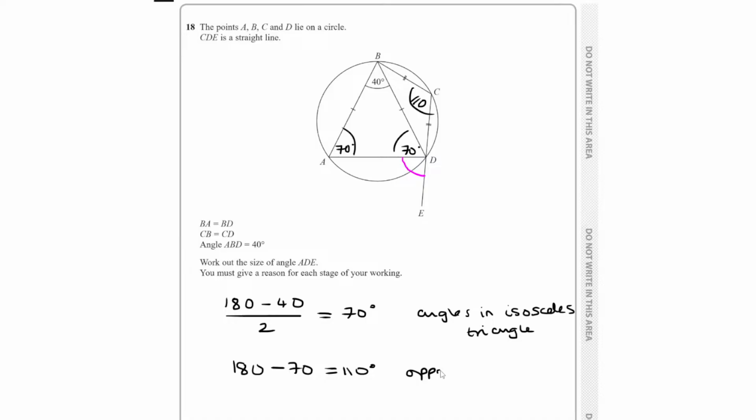So this is a key reason to write down. This is what they're looking for: opposite angles in a cyclic quadrilateral add up to 180, or equal 180, however you want to write it.